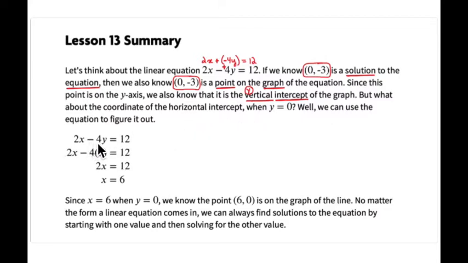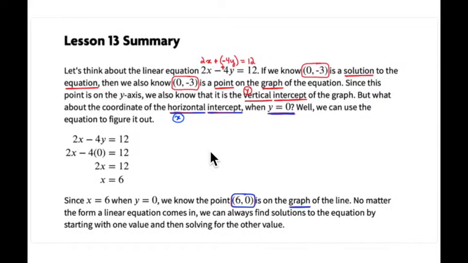So we're going to use the same form. This is the standard form once again, but now instead of replacing x with 0, we're going to replace y with 0. So now it's not going up or down the y-axis, it's 0 on the y-axis, and the value of x is going to tell you where it crosses the x-axis. So the horizontal intercept, which is the x-intercept, when y equals 0, is going to be 6, 0.